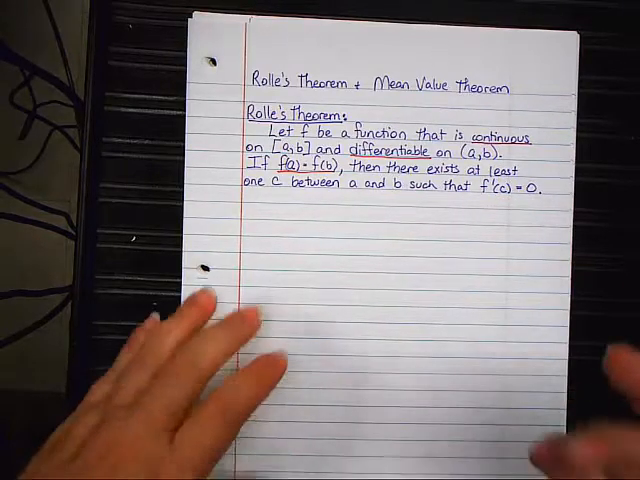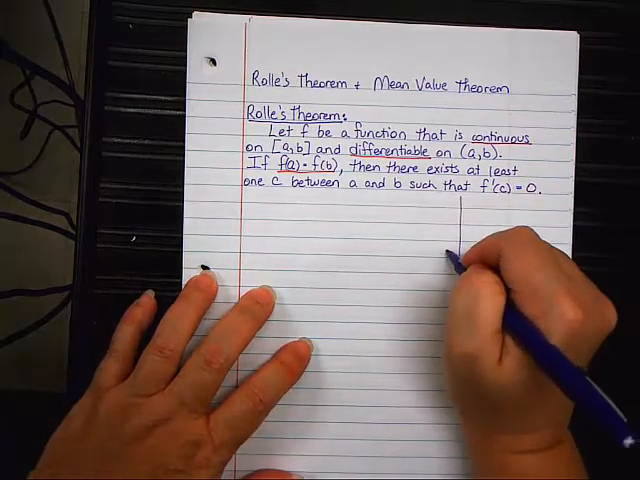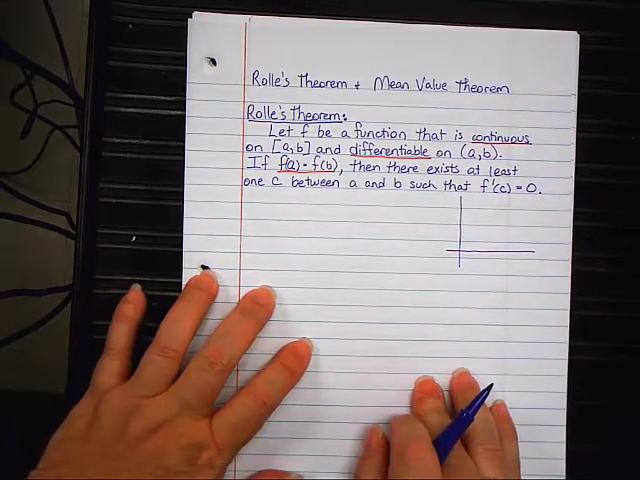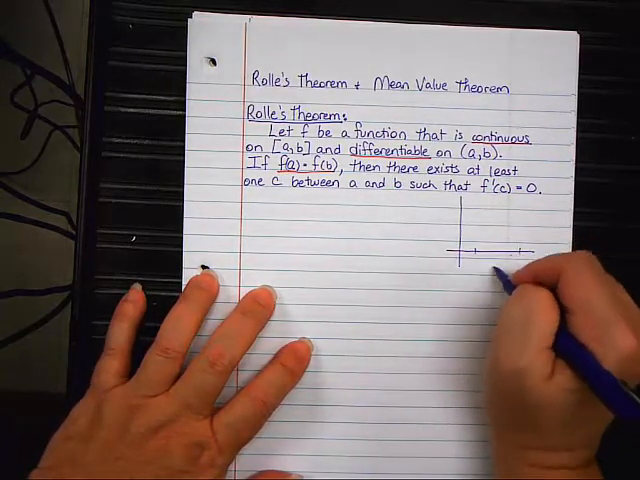Okay, let's draw a picture of this. Do this on this side. Go ahead and draw a first quadrant. Put your a and your b in there.